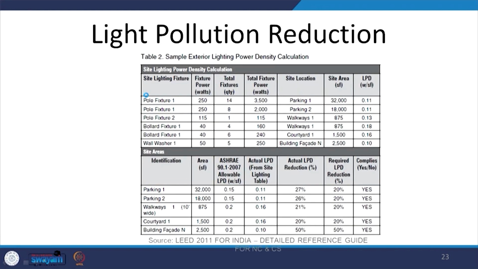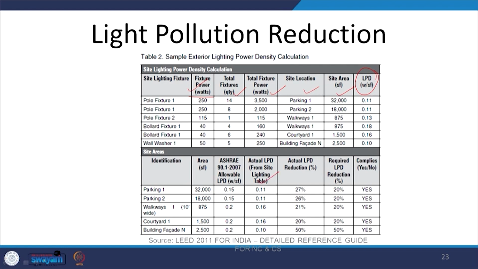When we are going for a compliance, we would see the kind of fixture which has been installed, its power in watts, the total number of fixtures which are provided, so the total fixture power, the site location, and the total area that it covers. Hence, the lighting power density in watts per square feet will be calculated.